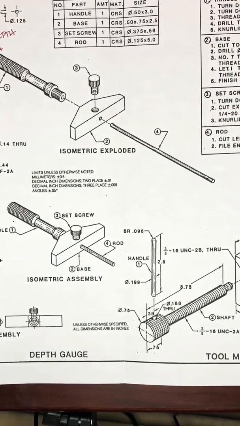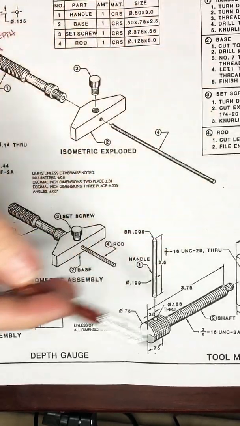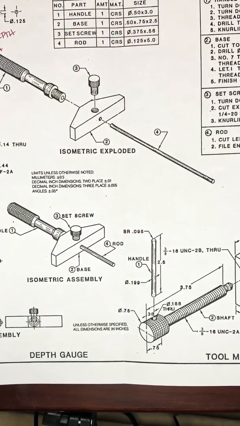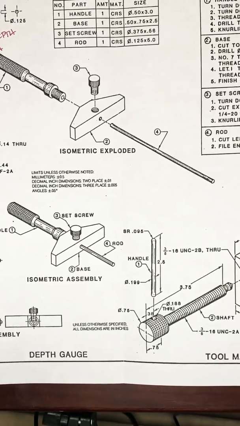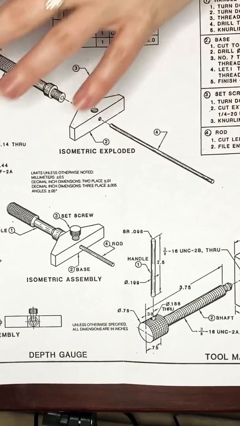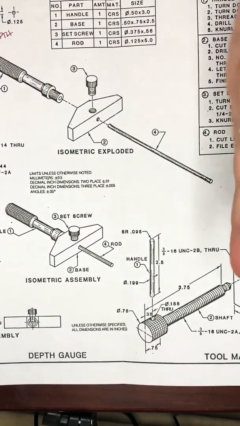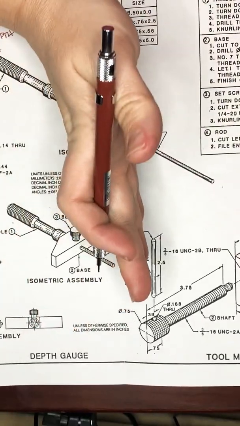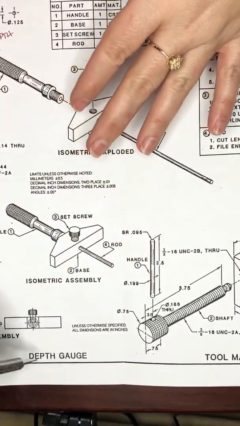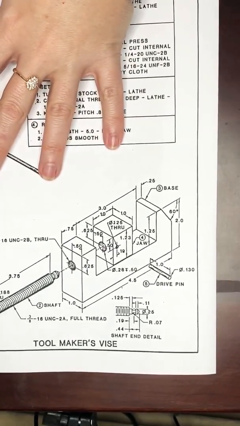Today we're going to talk about blueprint reading. In Canvas, you have a copy of this image file, and you also have a Word document that is going to be a test about this image file. So let's go over what we see. We have a blueprint of two separate pieces of equipment. We have the depth gauge and we have the toolmaker's vise.